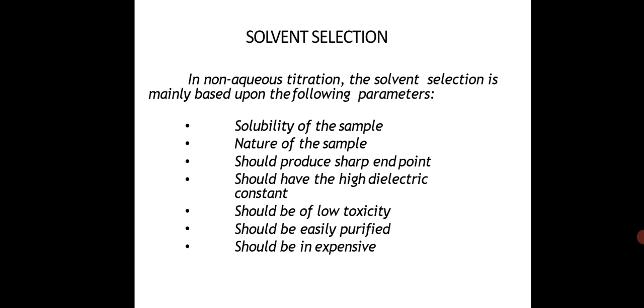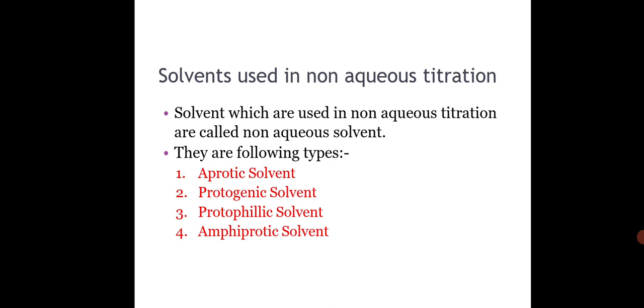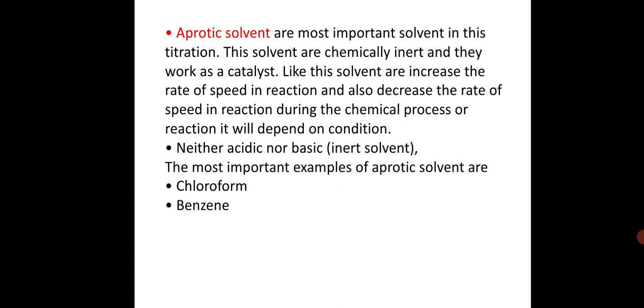Then, solvents used in non-aqueous titration. The solvent selection is mainly based upon the following parameters: solubility of the sample, nature of the sample, it should produce a sharp endpoint, should have a high dielectric constant, should have low toxicity, should be easily purified, and should be inexpensive. Basically, four types of solvents are used in non-aqueous titration: aprotic solvent, protogenic solvent, protophilic solvent, and lastly amphiprotic solvent.